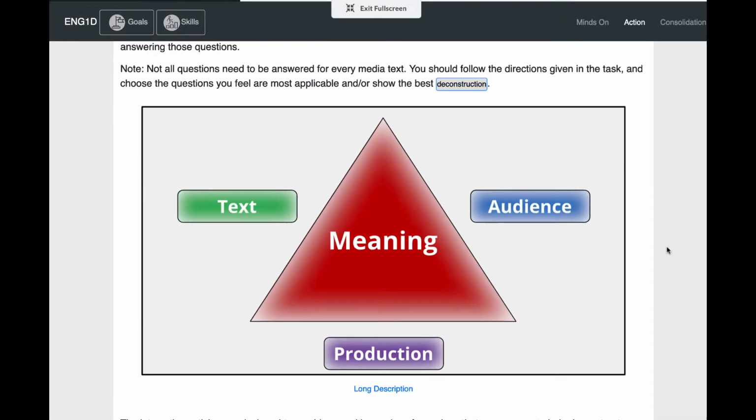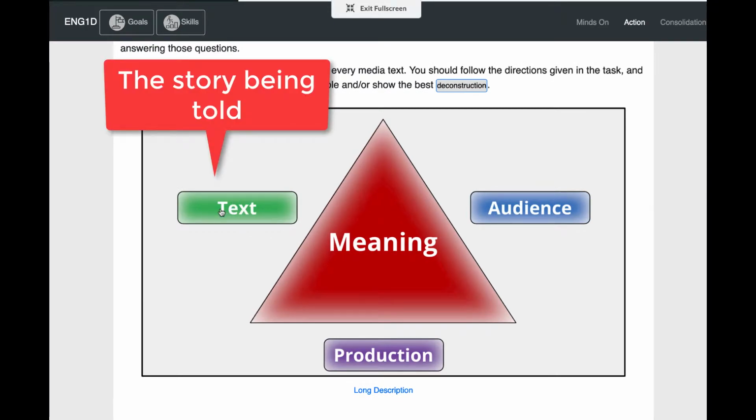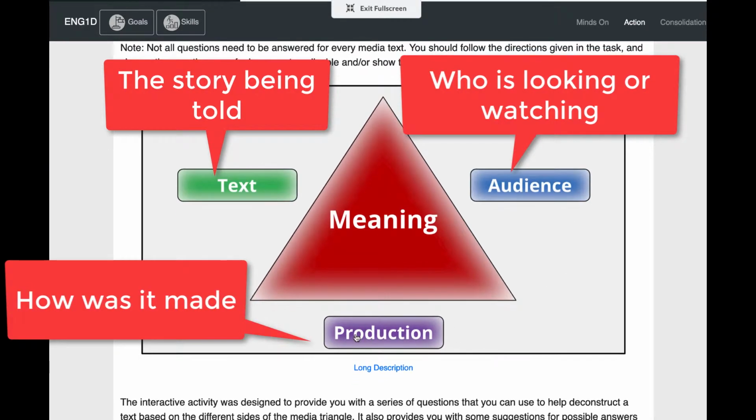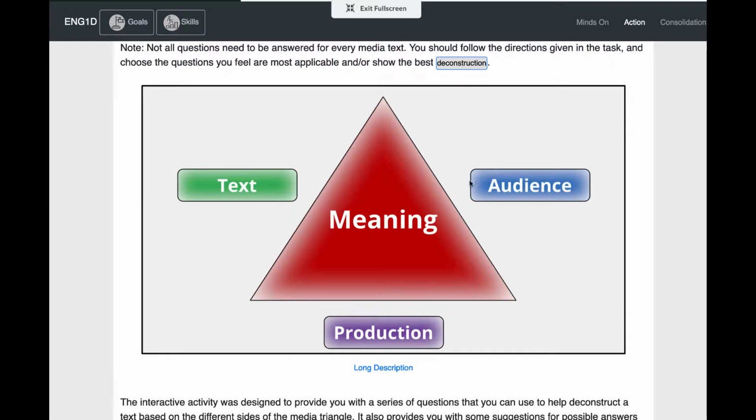So that's how you can look at a text or a media product in terms of the text itself, the content. We look at content, we look at who's watching or who's reading, that's the audience, and we look at production, and that would be the nitty-gritty nuts and bolts of how they're doing it. So are they using a camera? Are they using musical equipment? What are they doing, right? All of these things add up to create meaning for your media text or product.